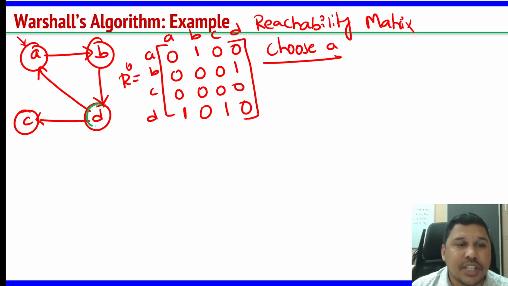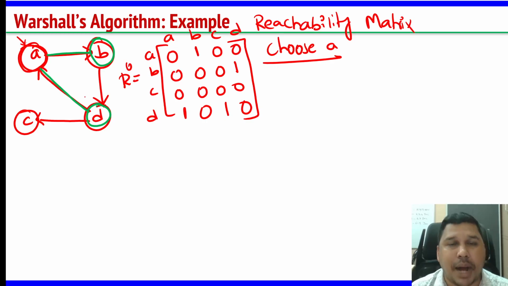Is there any path from this node D to B? Do we have a path? No. But using A, can I get a path? Yes. From D you can go to A, and then from A you can come to B. There is a path, right. That is what choosing A means. With the help of A, can we create a path for other vertices which do not have an edge? Okay. Using the vertex A as the intermediate vertex, can we show a path to other vertices when you choose A, for example.